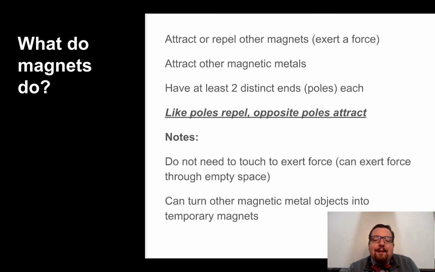And then magnets can turn other magnetic metal objects into temporary magnets, such as a nail or just any piece of metal, mostly. Metal that can be arranged in a magnetic form. If you put a magnet next to it, then the metal can temporarily become a magnet.